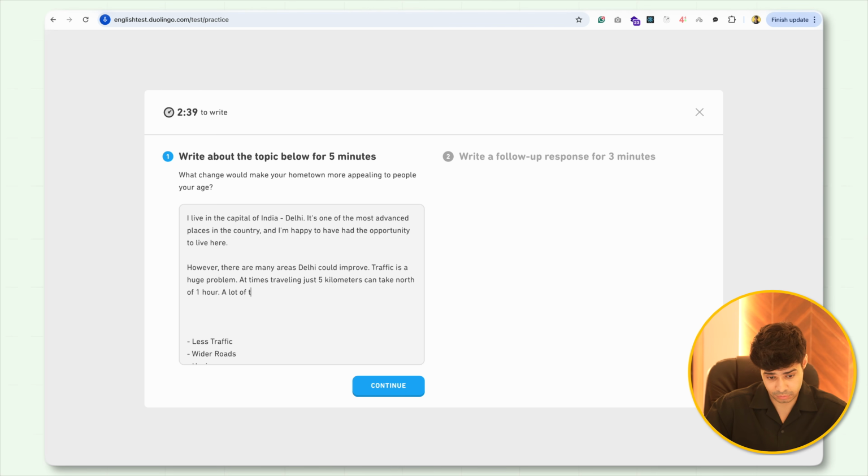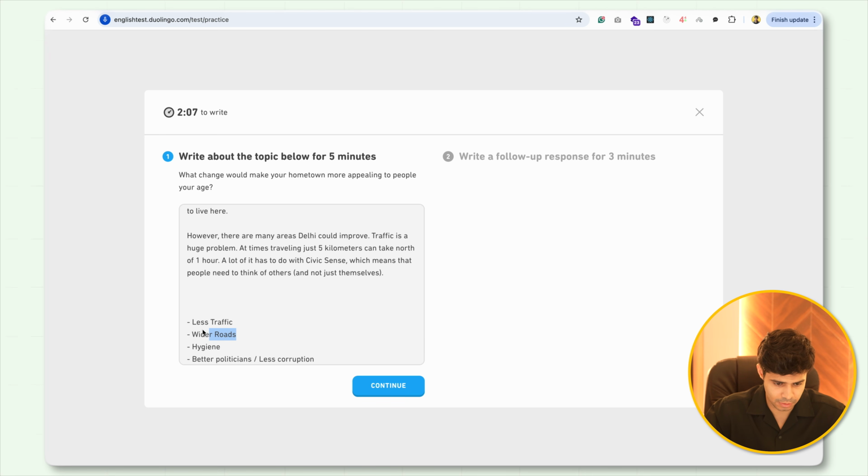A lot of it has to do with civic sense, which people in our country, well, unfortunately, lack a little bit, which means that people need to think of others and not just themselves. Okay, then we got this covered, I think.